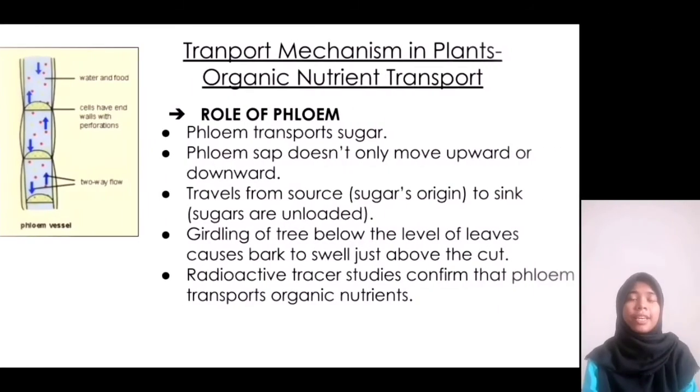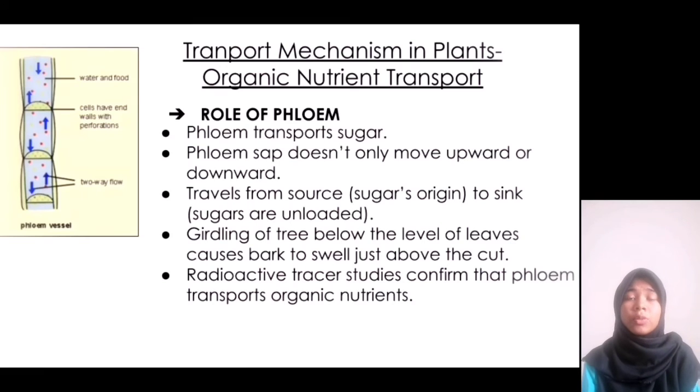Hi, I am Izati, and today I will explain about the transport mechanism in plants, which is organic nutrient transport. At first, we must know what the role of phloem is. Phloem can transport sugar, phloem sap. What is phloem sap? Phloem sap consists of sugar, hormones, and mineral elements that can dissolve in water. So the phloem sap doesn't only move upward or downward. It can move in any direction.